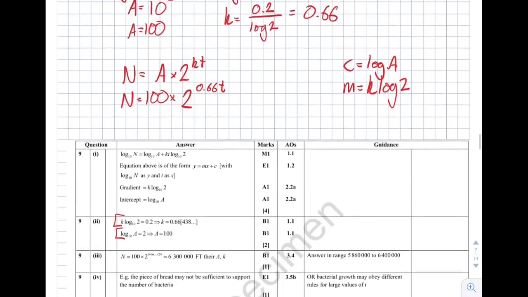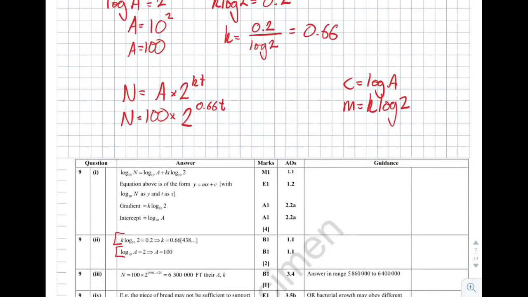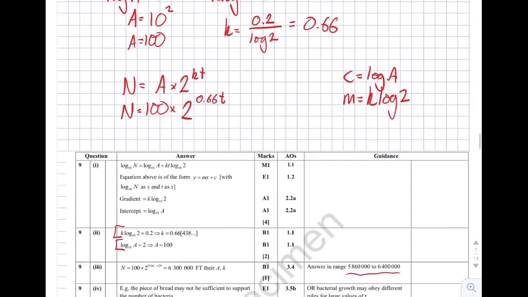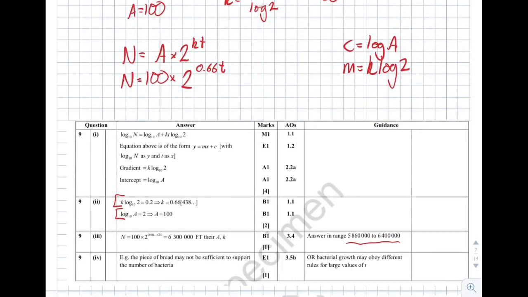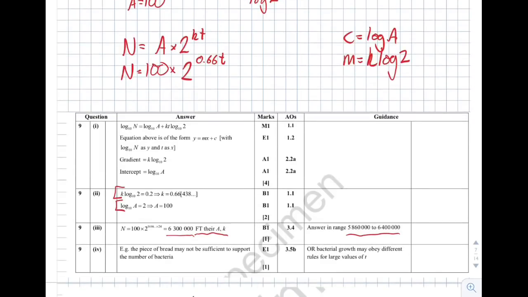So what you should get is 6,300,000. You're allowed answers in the range 5,860,000 up to 6,400,000, so follow through your A and your K. I would probably leave it to a couple of significant figures, and I'd say 2 is good in this situation because it's not very accurate. We're not given readings any more accurate than 2 significant figures anyway.